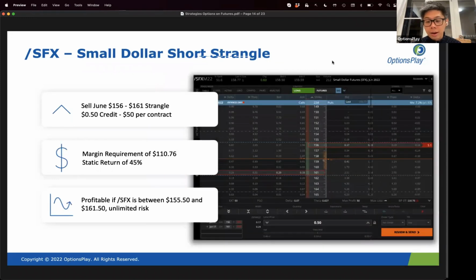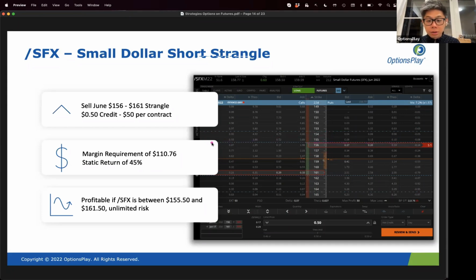So let's start taking a look at an option strategy. Here I'm going to look at the June expiration, which is roughly 22 days from expiration. This is the front month expiration. And I'm selling the 155-161 strangle. The way I chose these strike prices is the 156 put is a 14 delta, so this is the strike that's closest to the 16 delta or the one standard deviation move. And then the 161 call, which in this particular case is a 21 delta, is also the closest that I have to the 16 delta.